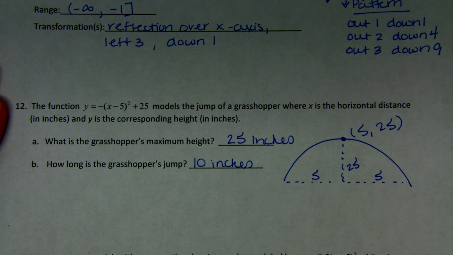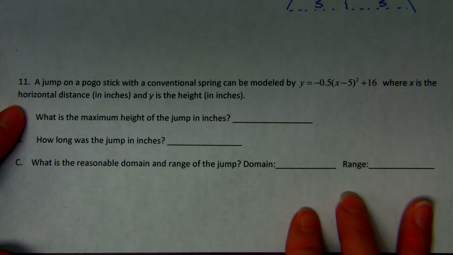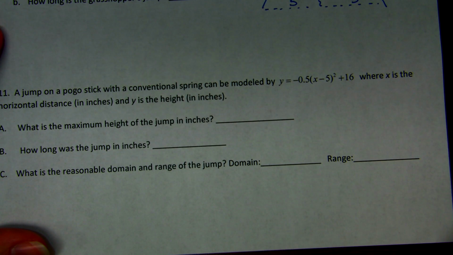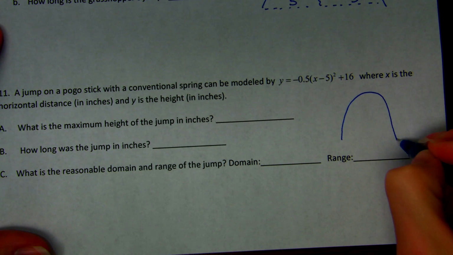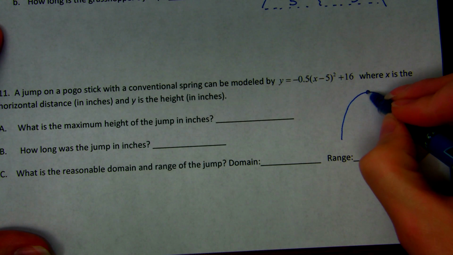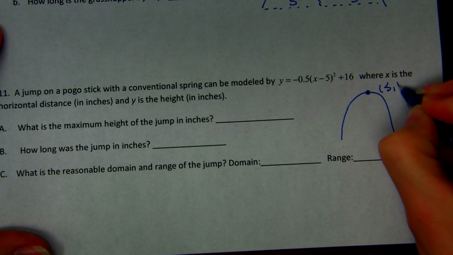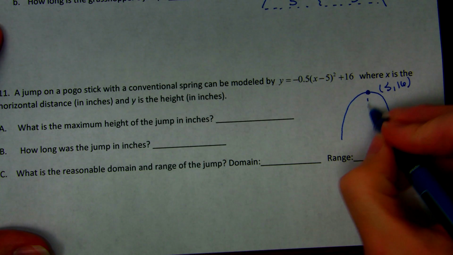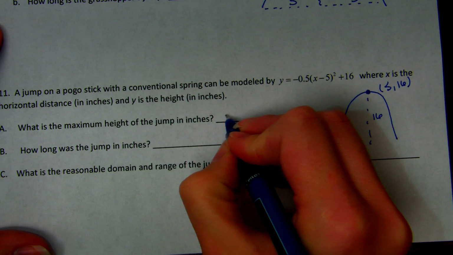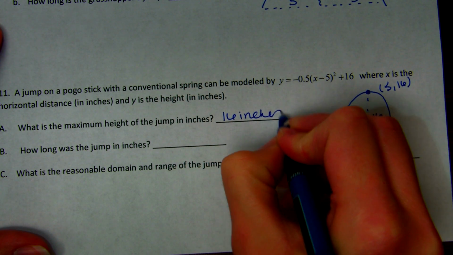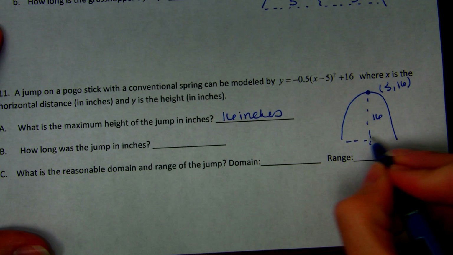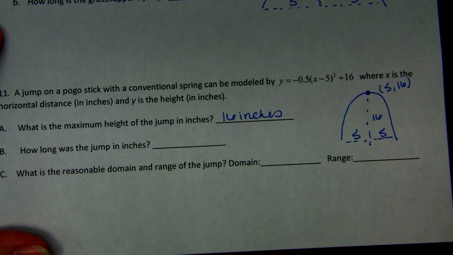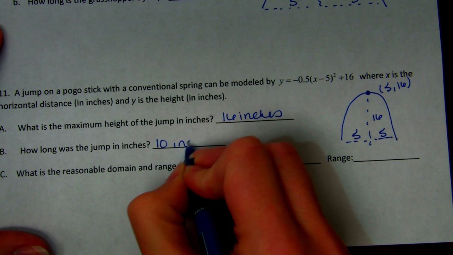All right, pogo stick, which is the last problem, works exactly the same way as the grasshopper. So we're talking about hopping up in the air on a pogo stick, and again, the vertex is the very top point, so it's 5, 16. What's the maximum height of the jump in inches? Well, that's your y coordinate, so it's 16. And how long was the jump? Well, again, we had to go 5 inches to get to the vertex, which means we have to go another 5 inches to land, so we're at 10 inches.